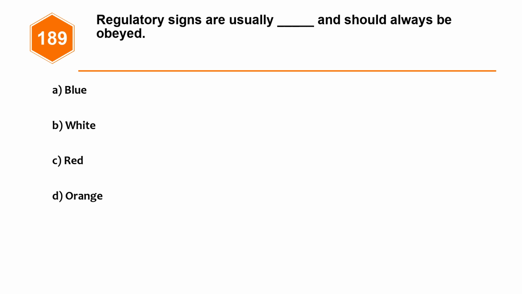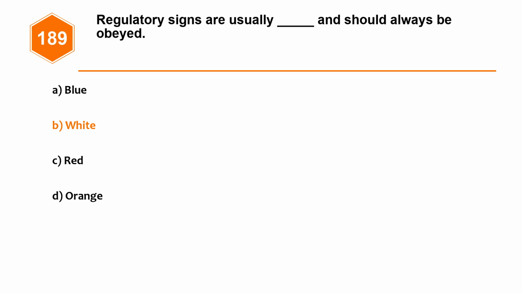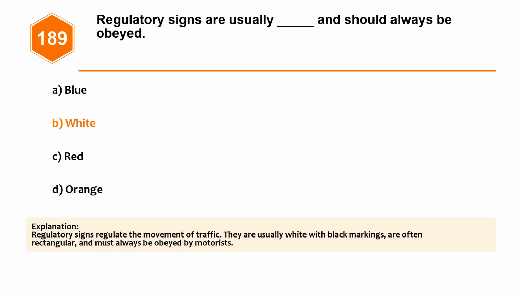Question 189. Regulatory signs are usually blank and should always be obeyed. Option A. Blue. Option B. White. Option C. Red. Option D. Orange. The correct answer is option B. White. Explanation. Regulatory signs regulate the movement of traffic. They are usually white with black markings, are often rectangular, and must always be obeyed by motorists.